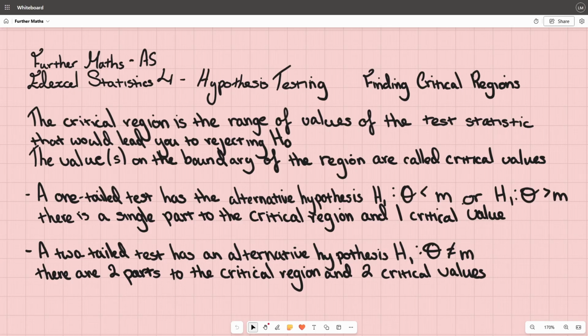Okay, now I'm going to move on to finding critical regions. So the critical region is the range of values of the test statistic that will lead you to rejecting H0. The value or values on the boundary of the region are called critical values.